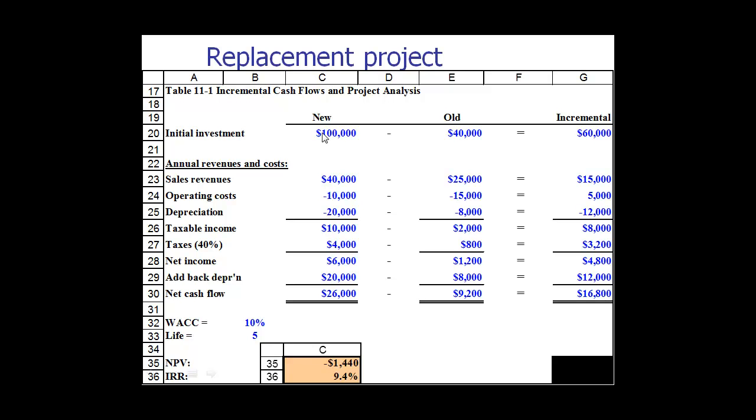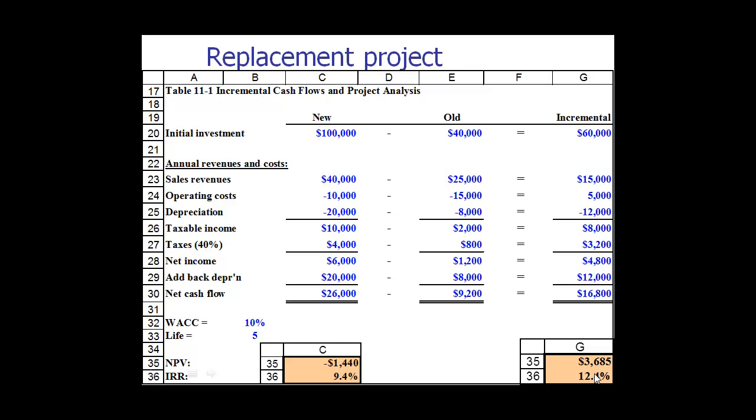What is happening is you are buying this new machine, but you are selling an old machine. When you buy the machine for 100, you sell the old machine for 40. So what's the incremental cash flow? 60. The sales revenues with the new machine are 15,000 higher. So should you consider 40,000 or the 15,000 higher? You should consider 15,000 higher. Similarly, operating costs are better by 5,000, so you consider 5,000. So all the items we just talked about, if you consider only the incremental numbers, then what happens to NPV and IRR? Then the numbers are decent.